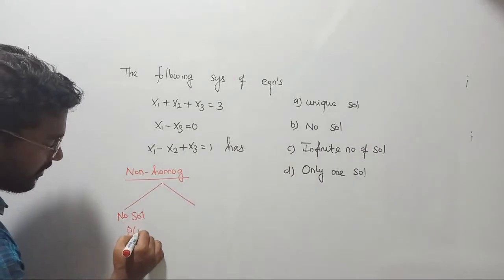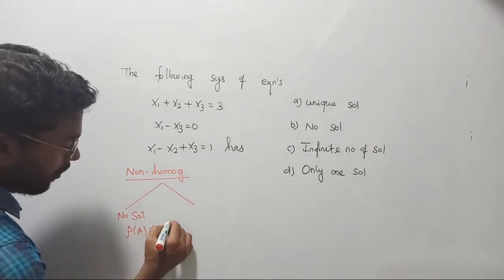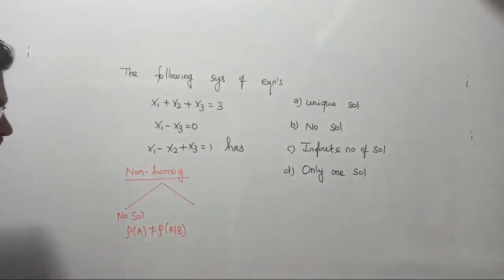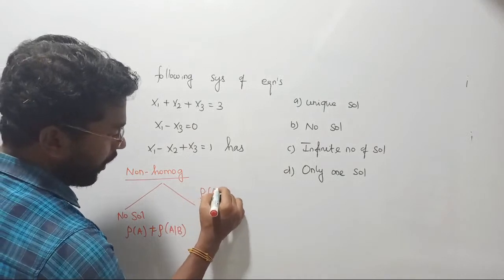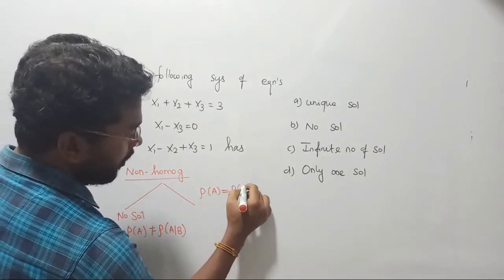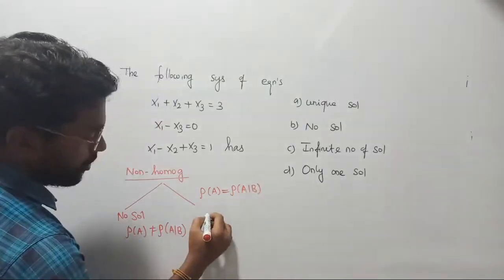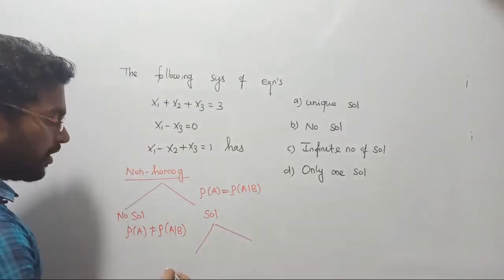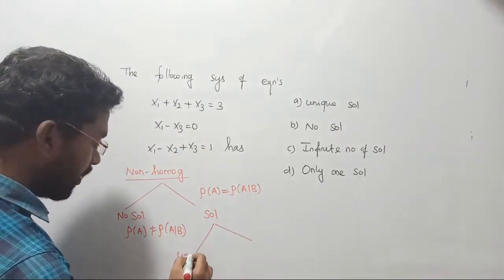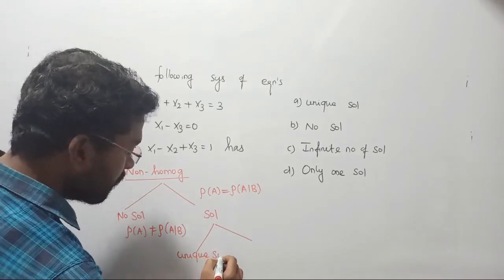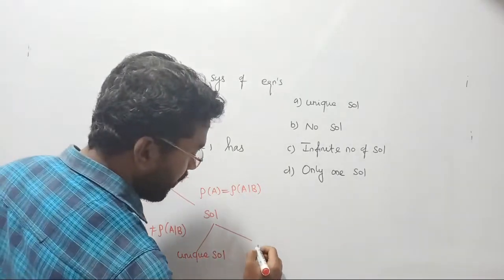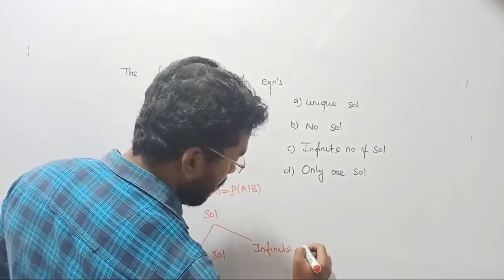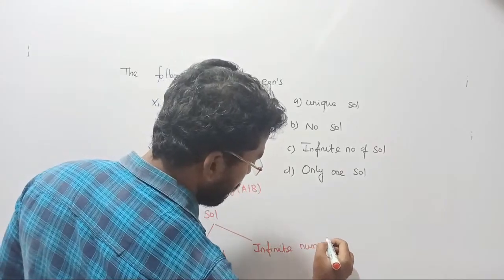This possibility will arise when rank of A is not equal to the rank of the augmented matrix AB. If rank of A and rank of AB are equal, then I can expect a solution. But there are 2 possibilities: either I can get a unique solution or I can get an infinite number of solutions.